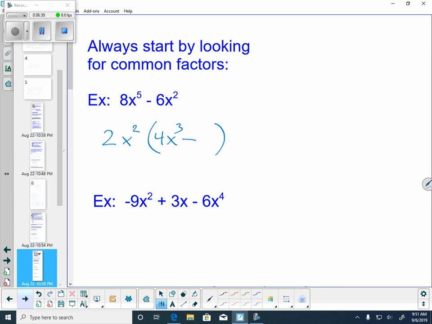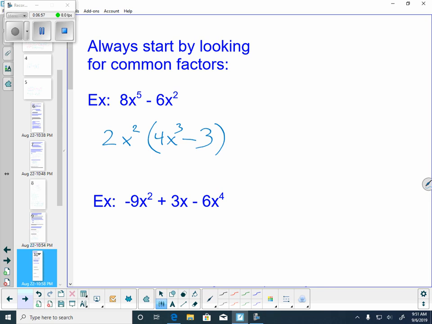And so what am I going to have as my next term here, Zoe? So minus 3. Are we okay with this? All right, so that's factoring out a common factor. We should always be looking for common factors first before we try anything else. All right, how about this next example?